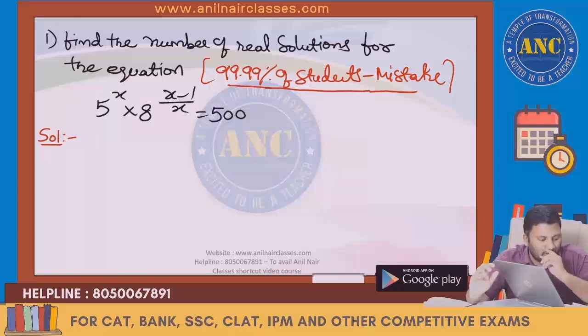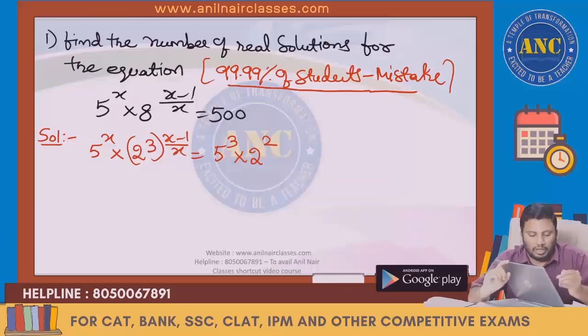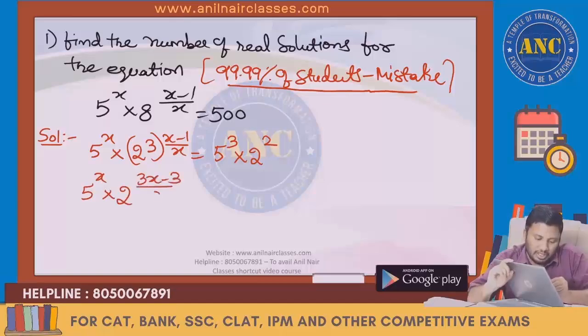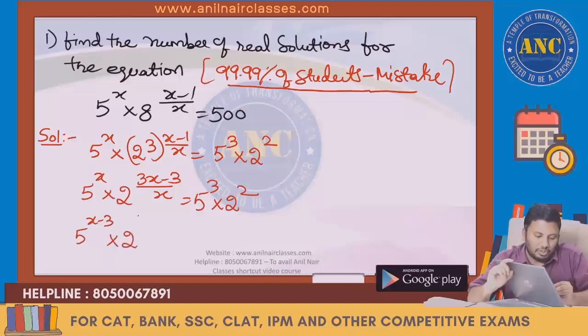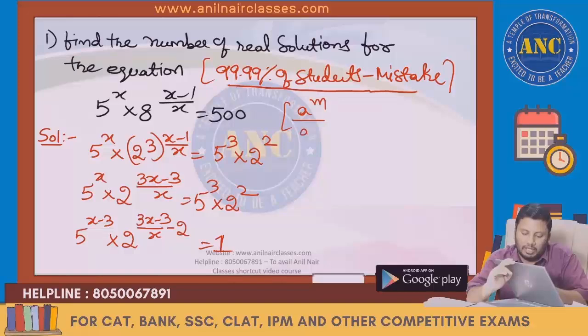Now see here. 5 power x into 8 is nothing but 2 cube power x minus 1 by x. 500 is 5 cube into 2 square, since 125 into 4 is 500. So 5 power x into 2 power 3x minus 3 divided by x equivalent to 5 cube into 2 square. This will become 5 power x minus 3 into 2 power 3x minus 3 by x minus 2 equivalent to 1. Why? Because a power m by a power n is a power m minus n.